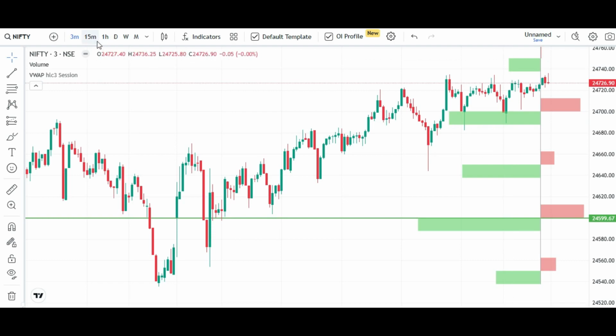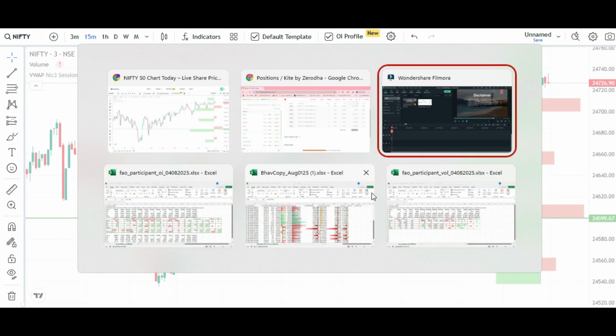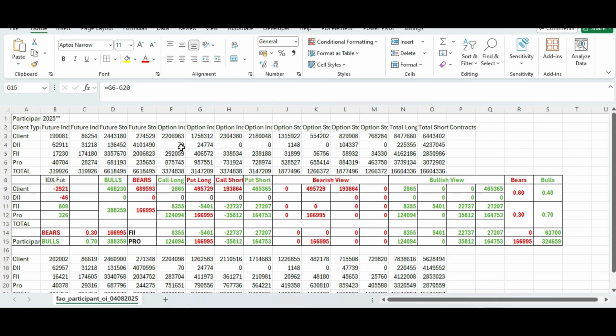So that said, let's look at what could be the action plan for the next day, right? We'll switch to the 15 minutes candlestick pattern, and we will also look at the data. So here we are looking at the participant OI, right? What has happened? The call longs have been added by FII and Pro. This is a very significant number, and put longs have also been added.